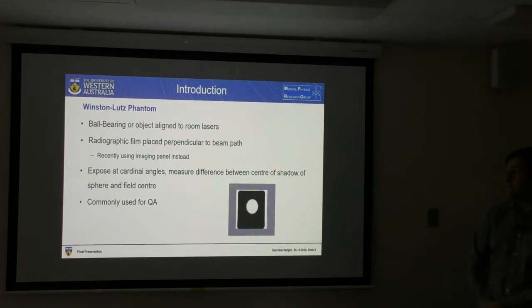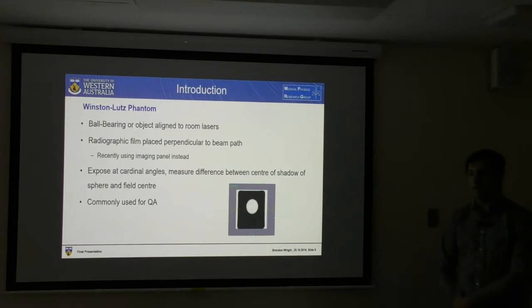The next method is the Winston-Lutz phantom. A ball bearing or another object is aligned to the room lasers for the particular linear accelerator, and radiographic film is placed perpendicular to the path. However, this has tended to become an imaging panel as advancements in imaging have progressed. Then exposures are taken at cardinal angles, and a difference is measured between the center of the shadow of the sphere and the center of the field. And this is commonly used for quality assurance.